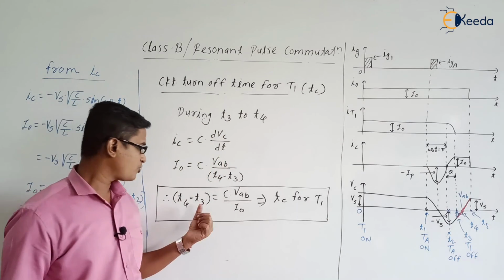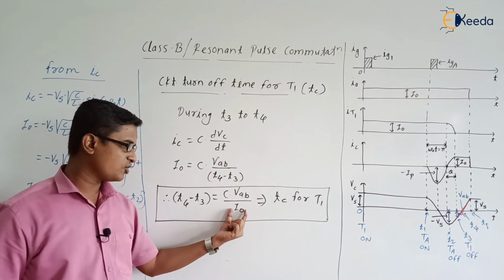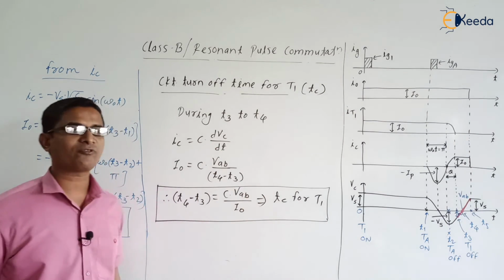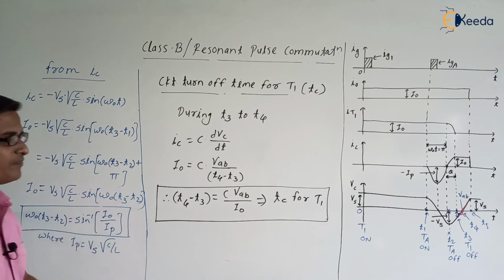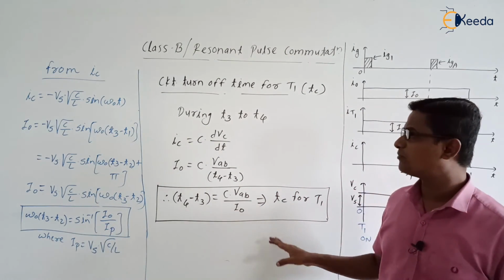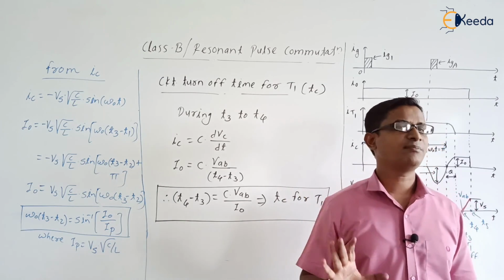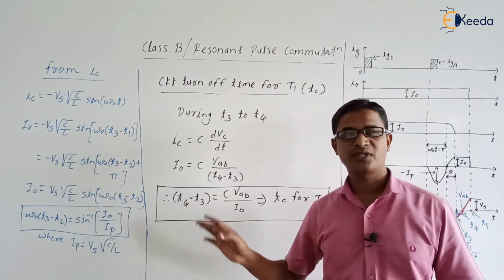So how to find TC? C they will give, I0 we know they will give, and we need to find VAB. For finding VAB, we need to find omega 0 (T3 minus T2), which we can find from I0 and I peak. In this way we can find the circuit turn-off time for thyristor T1. This is a very important expression. In some GATE examinations, they have directly asked questions based on these expressions only.